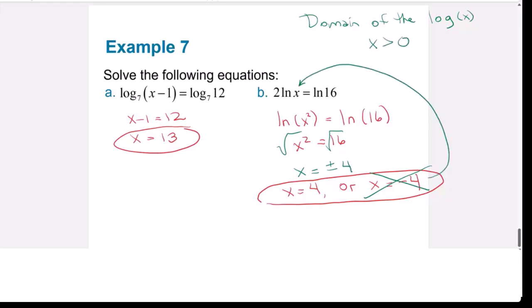Before I started rearranging things, it was in its most simple form. If I plug in negative 4 to this x value, I'll be trying to take the natural log of a negative number, which does not exist. And the only solution here is x equals 4.